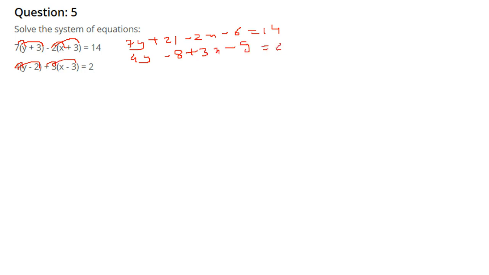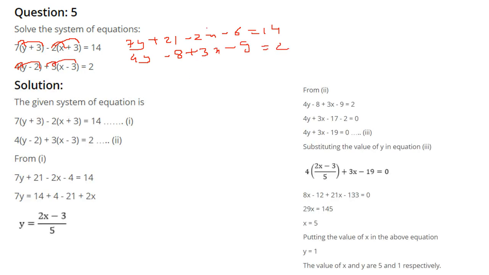Now these are the equations. Now you can just resolve it. How? This is 7y plus 21 minus 2x minus 4. Take 21 here, means take everything here. So 14 plus 4 is 18. 18 minus 21 is what? Minus 3. So 2x minus 3 divided by 7. This is 7. This is 7.